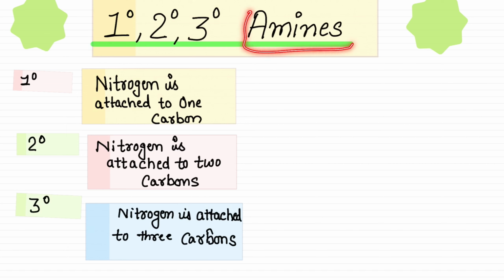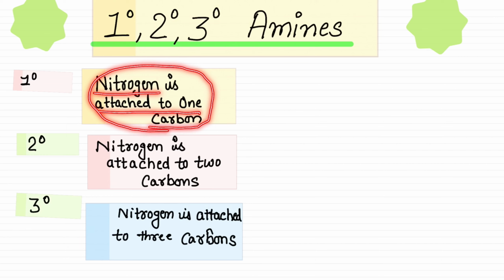First of all we should know amines is a compound which definitely contains nitrogen. So the role of nitrogen is very important in determining its degree, 1 degree, 2 degree and 3 degree. For the 1 degree amine, the nitrogen is attached to only one carbon atom. In those amines, nitrogen is only attached to one carbon atom. So that species would be known as 1 degree amines.